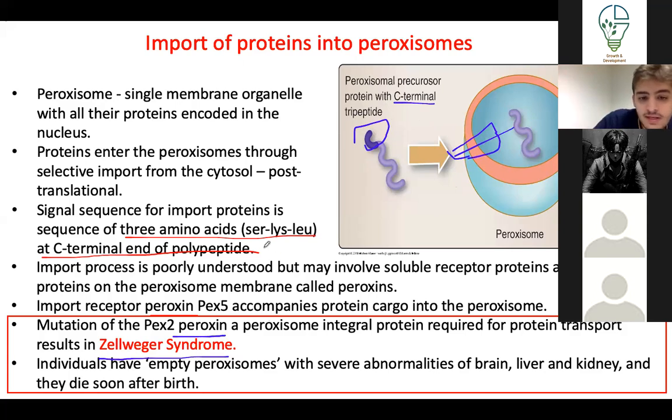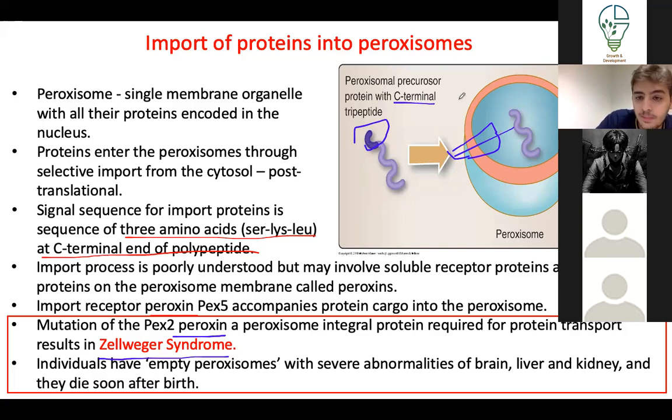And this signal sequence is made of serine, lysine, and leucine. But do I have to memorize this? Usually, when it's this simple, they can ask about it, so yes, memorize it. It's serine, lysine, and leucine. And it's found at the C terminal. It binds to peroxin and enters.